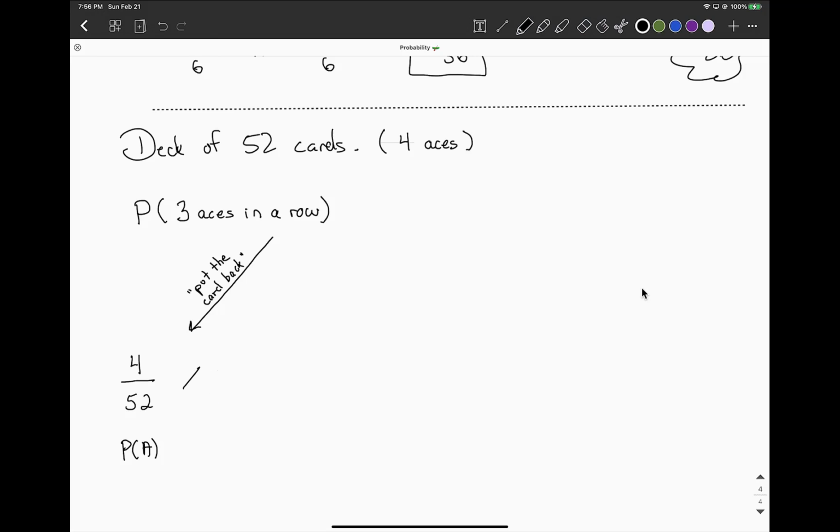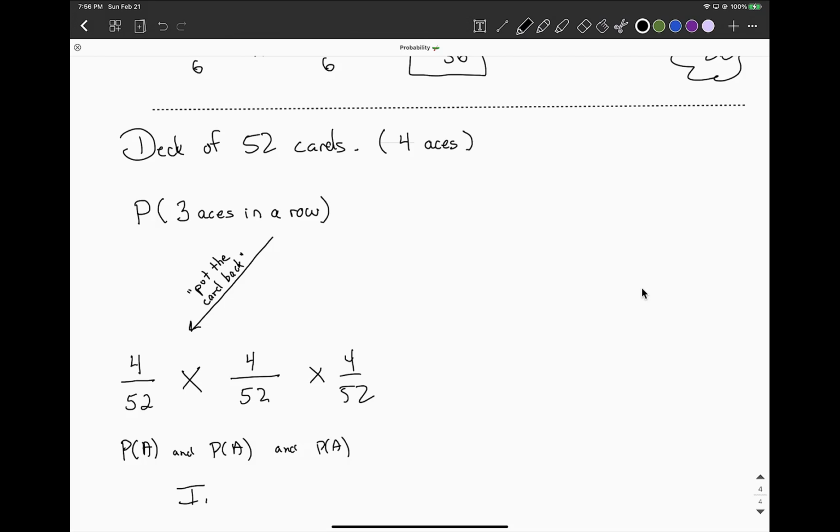And then we want another ace. But if we put the card back, the deck is still brand new. There's still 52 in total, and there's still 4 aces left. Put the card back again, and then we still want to get that third ace. Again, the deck is fresh. The cards are all back in. We have 4 out of 52. Nothing affected each fraction. It was a brand new situation, in theory, almost every time we were pulling this card.